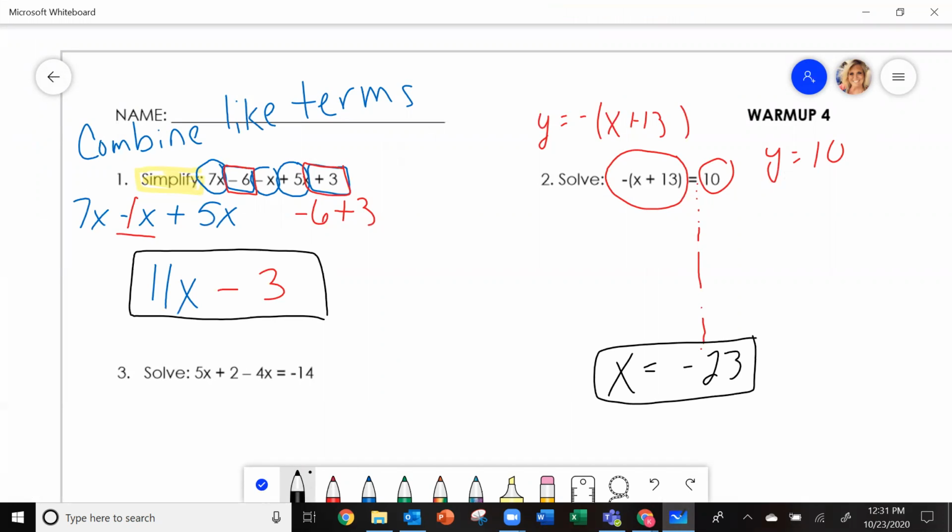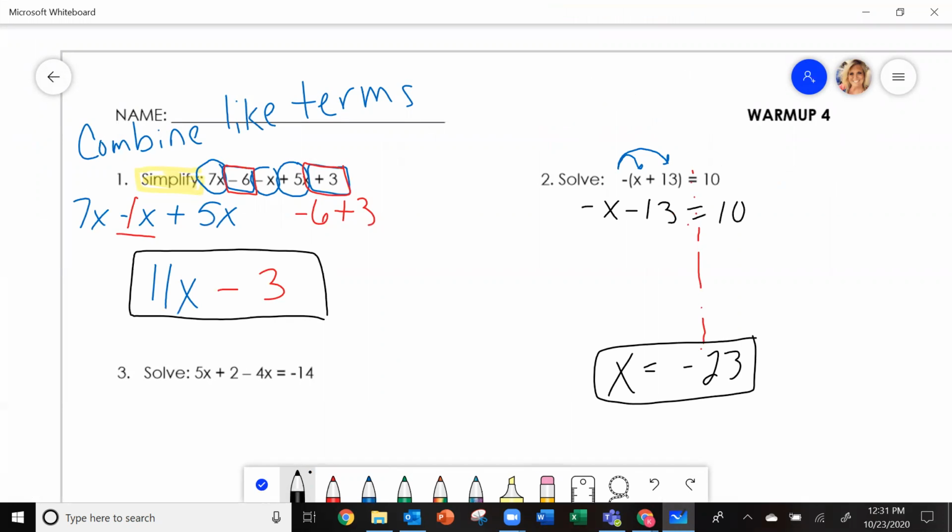Well, how do we do that with showing our work? Well, for solving equations, this is a negative 1, so I'm going to take negative 1 times x, negative 1 times 13. I'm going to do the distributive property. Negative x minus 13 equals 10. That's your first step. Now to get x by itself, you have to do the addition and subtraction next.